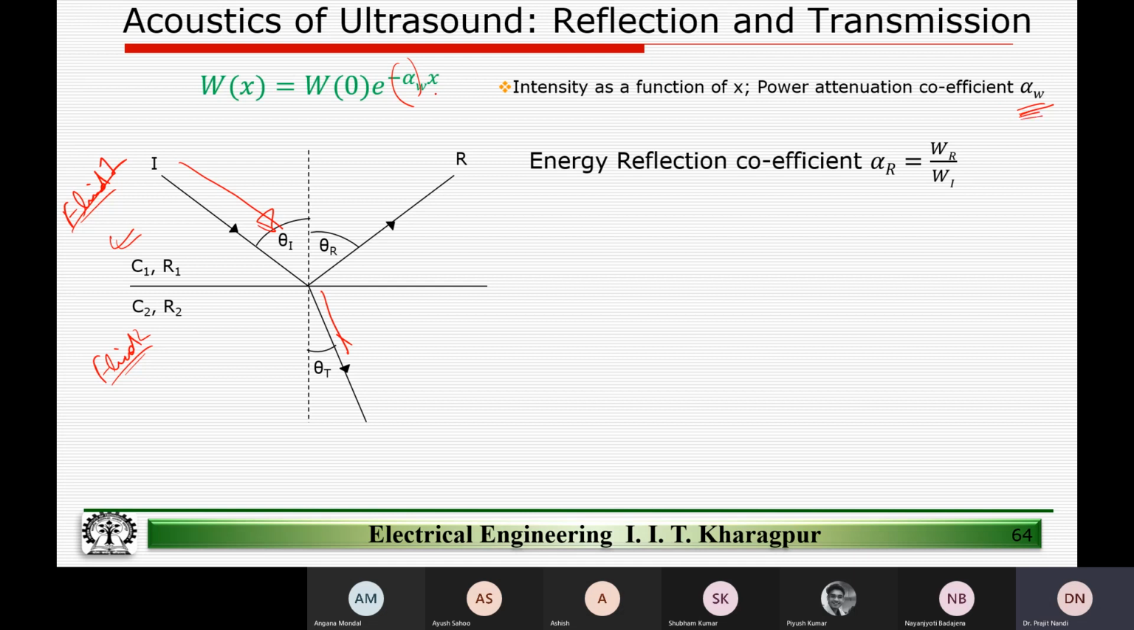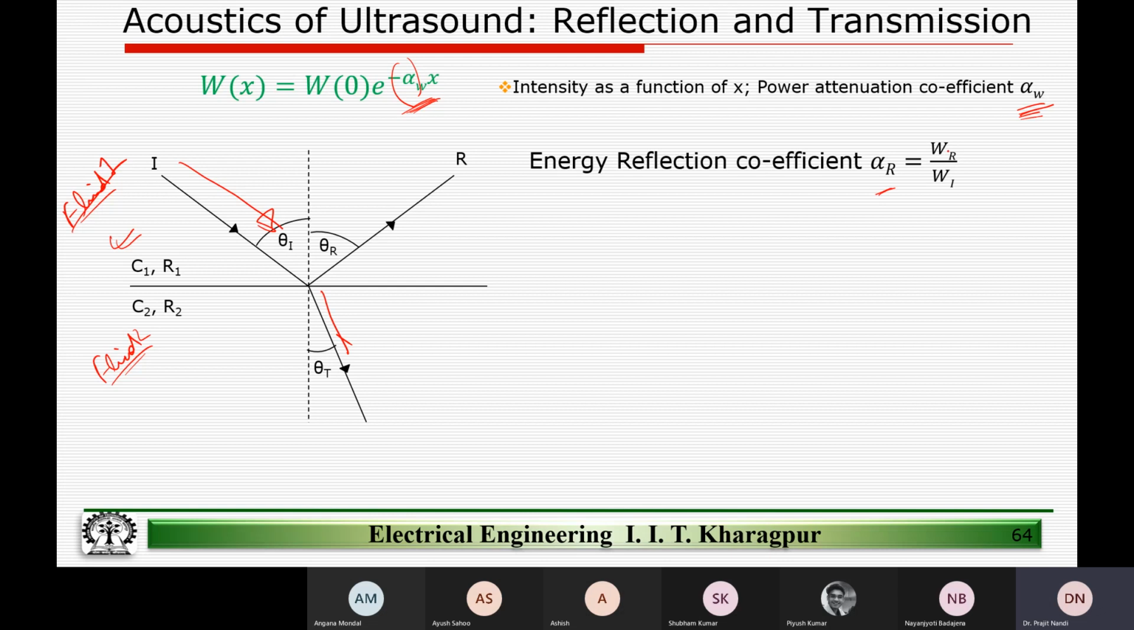When we are talking of the power attenuation coefficient, we are talking of the wave propagating in the same medium. It's not that the wave is going from one medium to another, right? The wave is passing through, let's say, air, and as a function of x the intensity is going to fall as we measure the distance of the measurement area from the source. So this is the power attenuation coefficient of the wave flowing in the same medium, right?